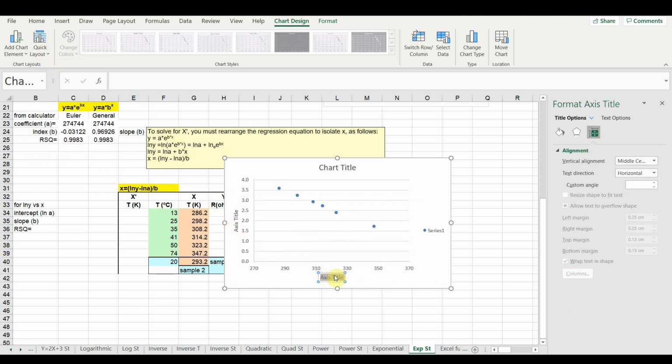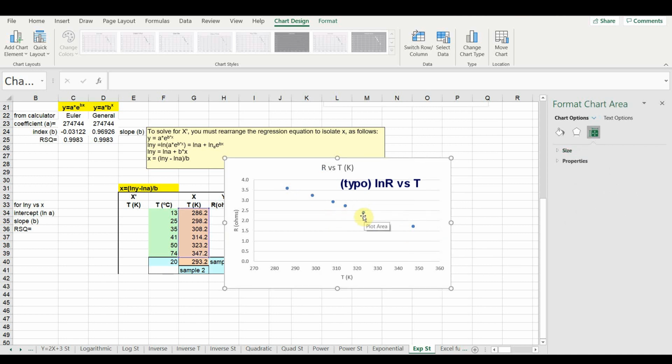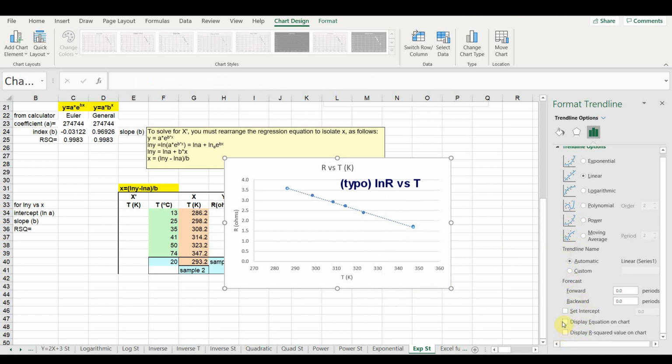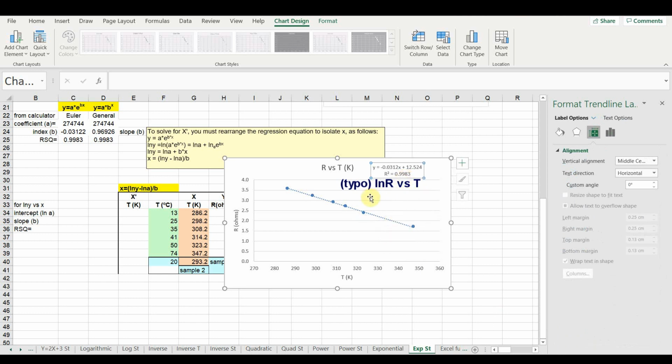We need quick layout number 1. X-axis title, that was temperature in Kelvin. Y-axis title, that was resistance in ohms. And the title of the chart is R versus T. I'll put kelvins in here because there's other common units. Let's get rid of our legend. We will simply right click, add a trend line. This is going to be a linear trend line. There's the equation and R squared, and they look about the same as we saw. The 0.9983 looks quite familiar.